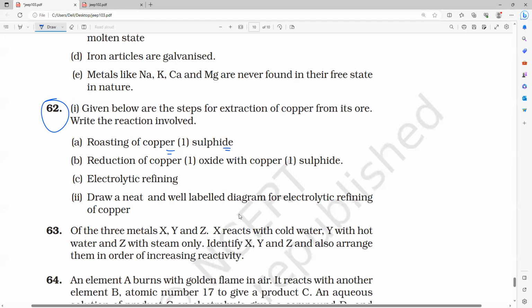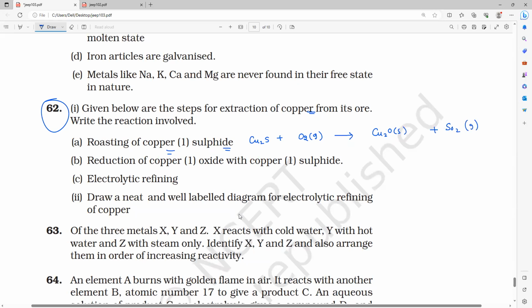So we have to give the equations for all of this. So roasting of copper sulfide. Anybody, what is the copper sulfide formula? Yes, please. Cu2S. Correct or not? So Cu2S roasting. Roasting means presence of oxygen or absence of oxygen? Presence of oxygen. So I will add O2 gas, which will give you an oxide. So it will turn into what? Cu2O. Plus you will get SO2.